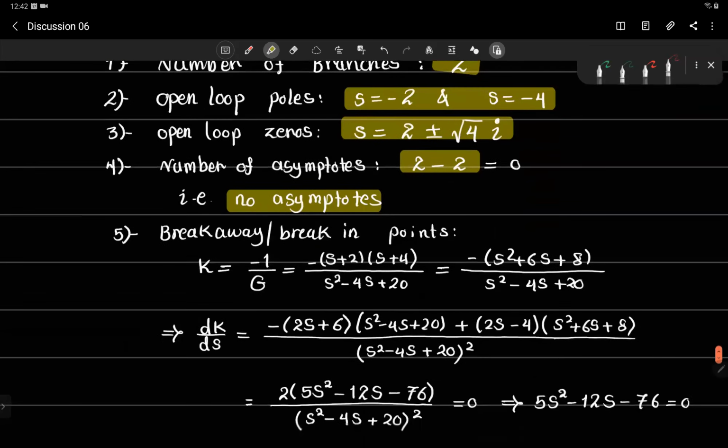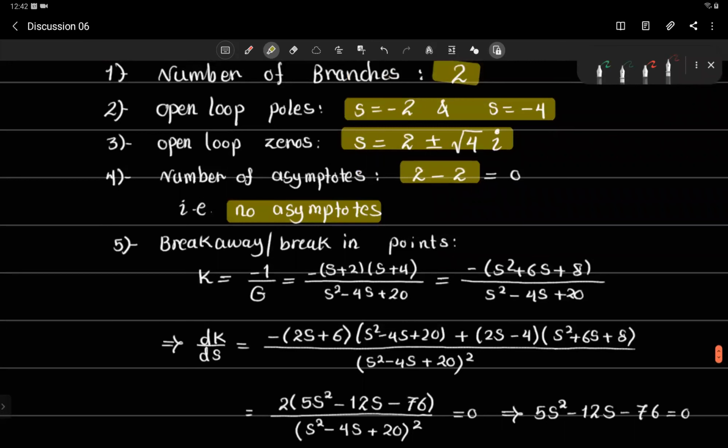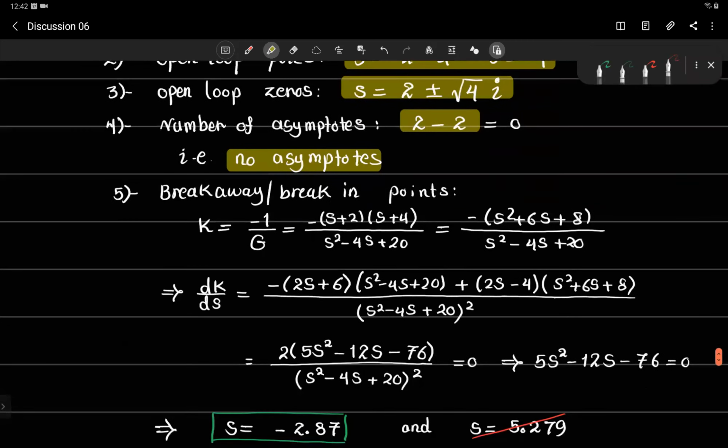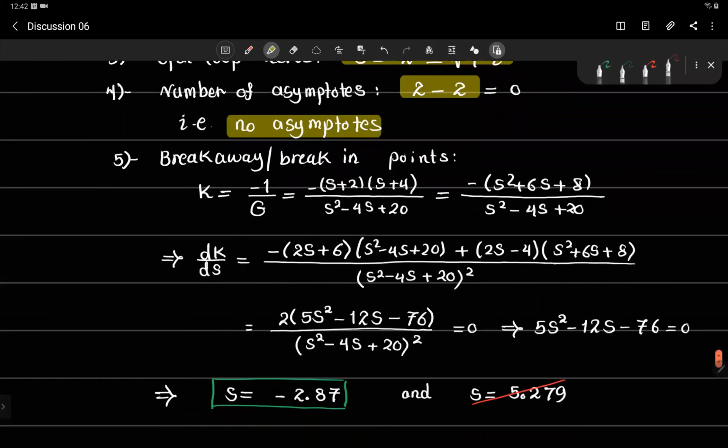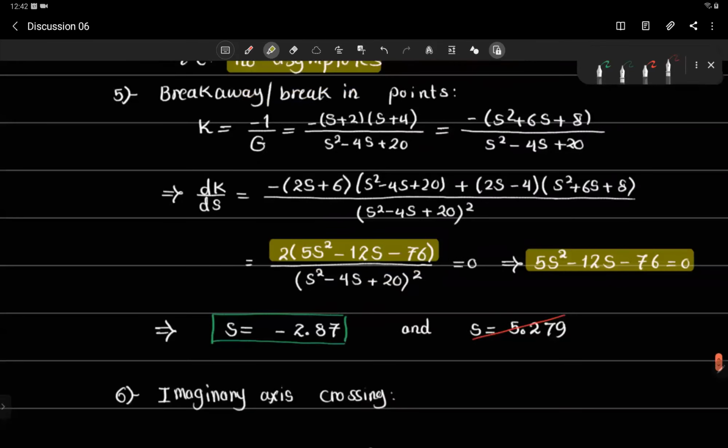Next, we compute the breakaway/break-in points. K will be equal to -1 divided by g, which when you do the algebra will be something like this. And then we differentiate the expression for k with respect to s, and then we equate it to 0. This will be the expression. When you equate it to 0, it means that the numerator has to be equal to 0, so we will get two values for this expression. We get s equal to -2.87, and s equal to 5.279.